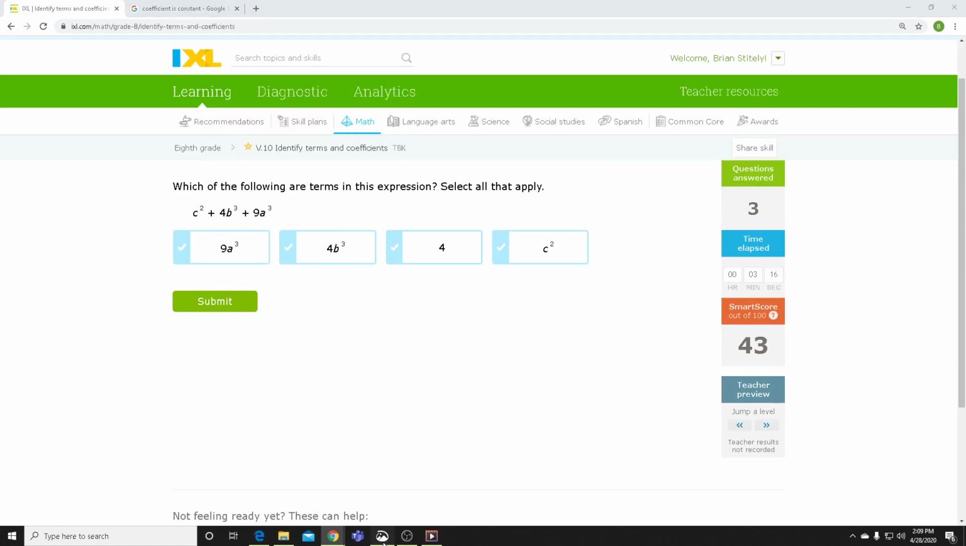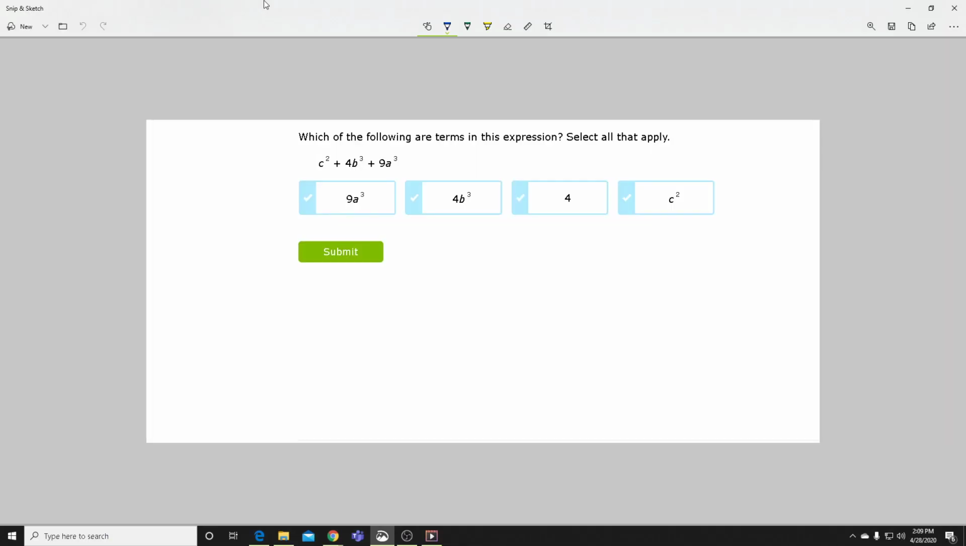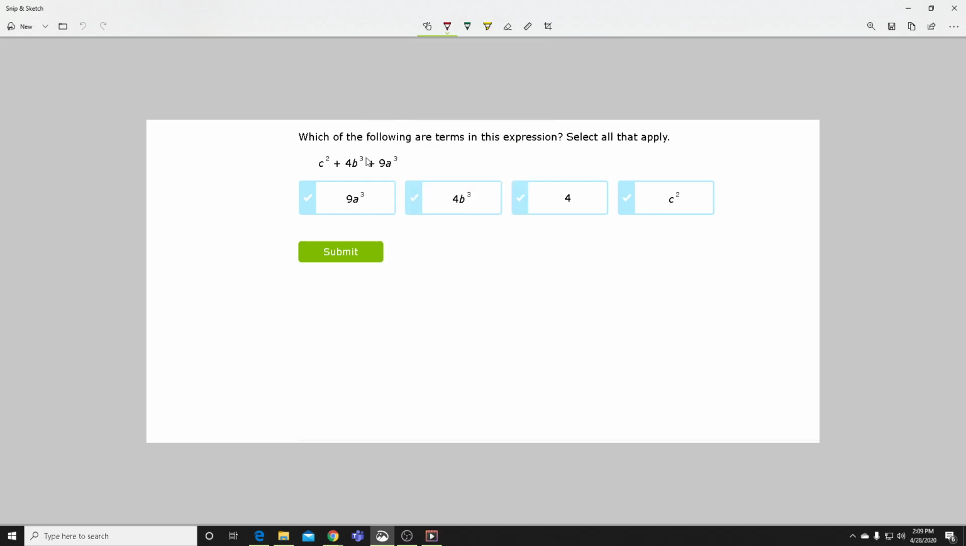Okay, so this one's a little more interesting. Which of the following are terms in this expression? It's an expression because we don't see an equal sign. If there was an equal sign, we'd call it an equation, but there's not, so it's an expression. So which of the following are terms in this? Well, this is one term. This is our second term. This is our third term. So you just go down to each of the choices.